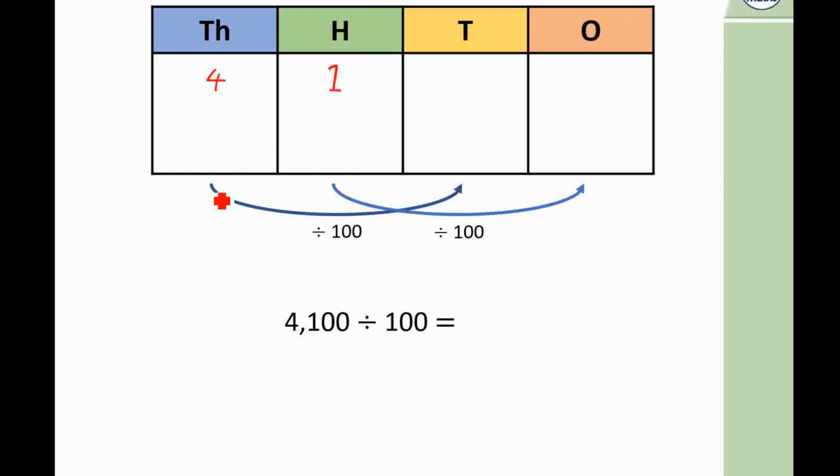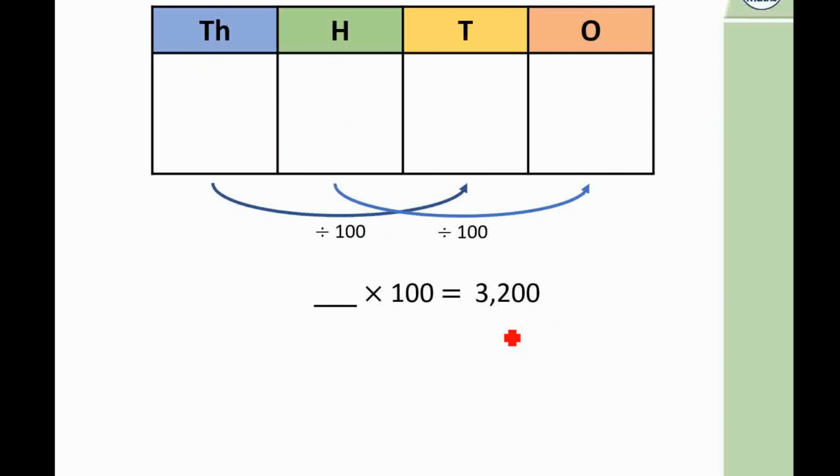Now it shows me clearly with this arrow I have to go down 2 steps. So I have to go here. I have to put my 4 here. And for the hundreds, I have to put it here if I'm dividing by 100. And then we'll see it move across. Like that. Okay? To give us 41.